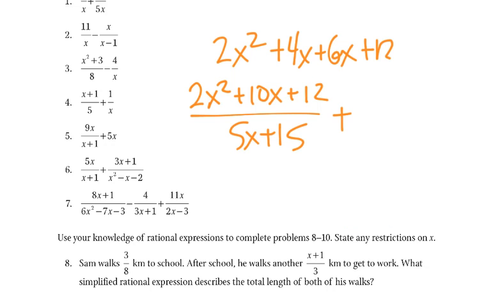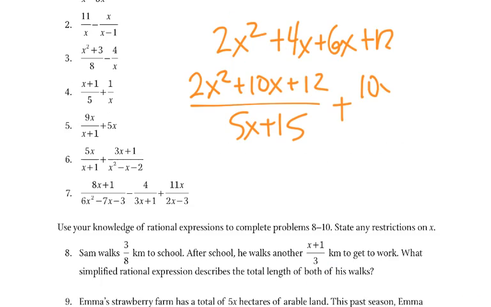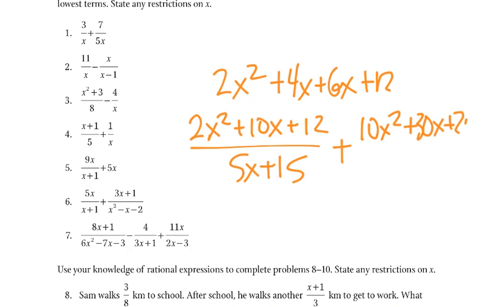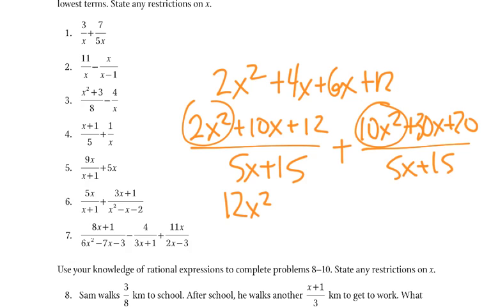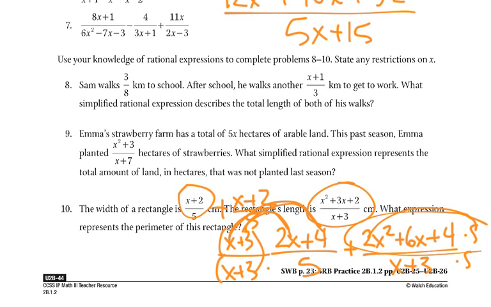Then we're adding to that this side, so that would be 10x squared plus 30x plus 20, all over 5x plus 15. Combine like terms: 12x squared, 40x, plus 32, all over 5x plus 15. Now, could we try to simplify this one? Yeah, we probably could. There's probably something we could take away.